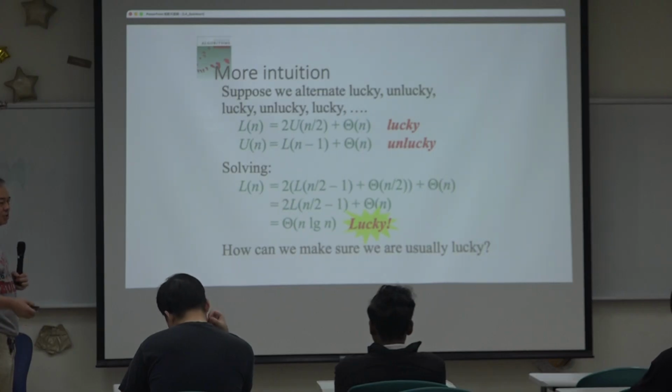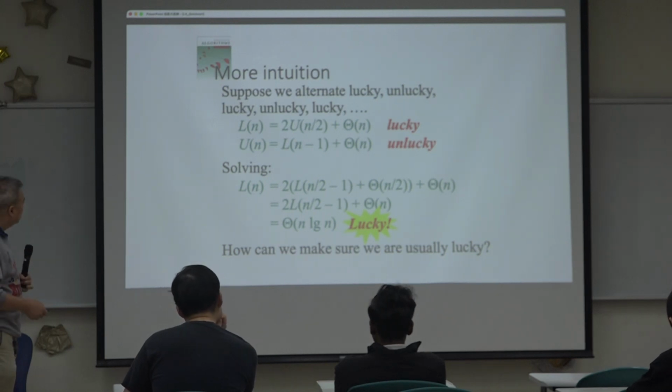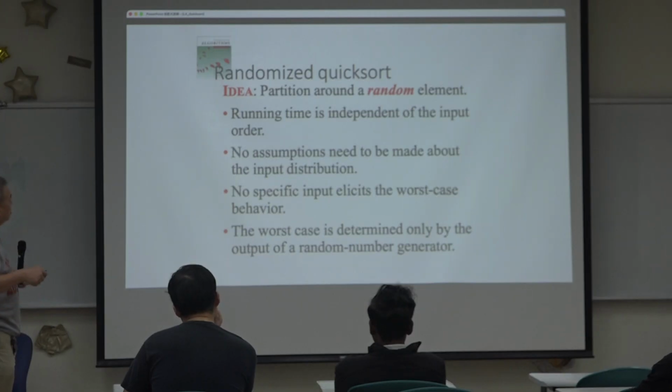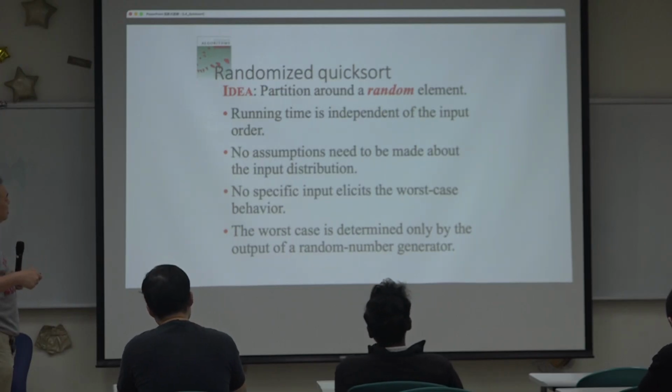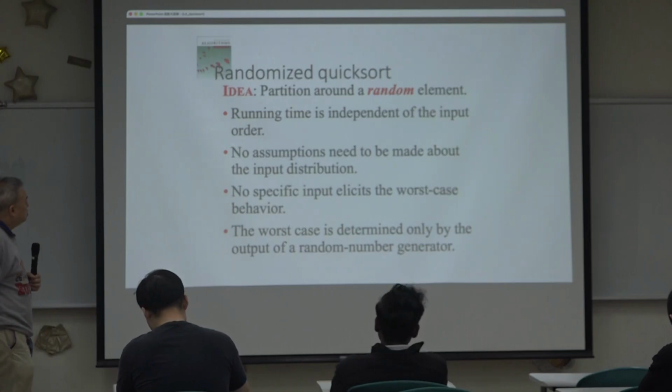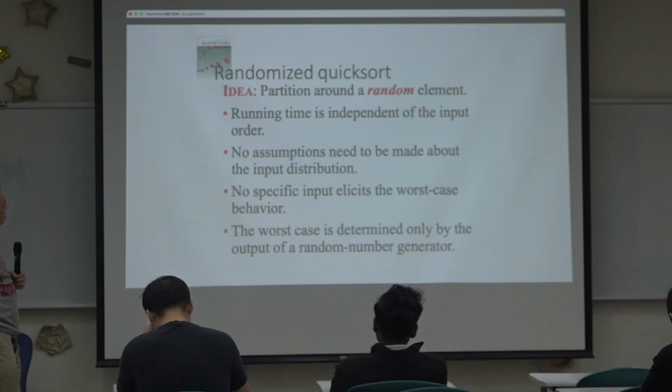In our previous discussion, we just used the first element as the pivot. Okay. So we have this randomized version of the pivot. We try to partition around a random element. What do we mean?